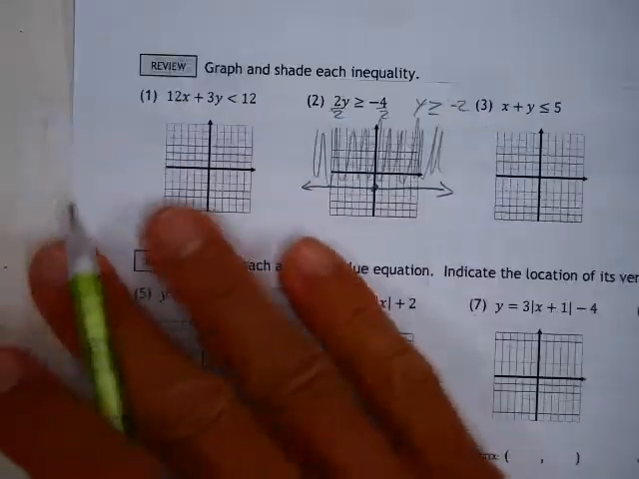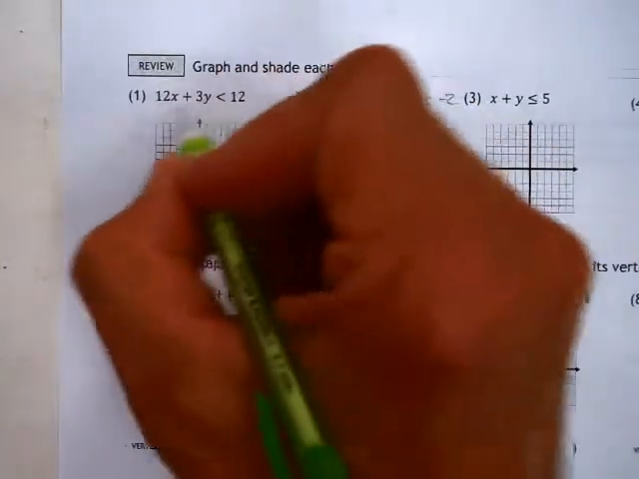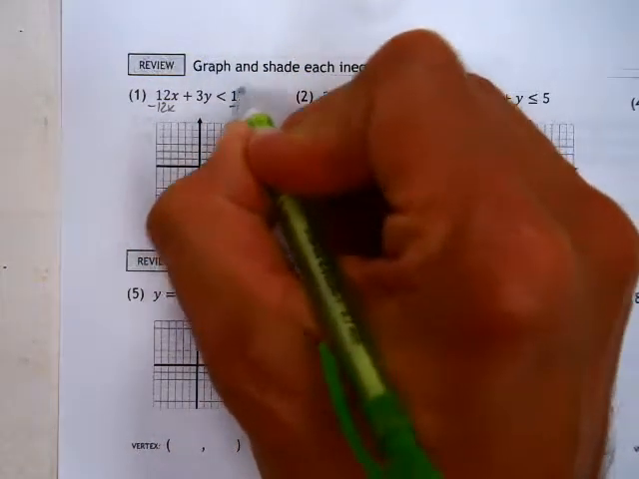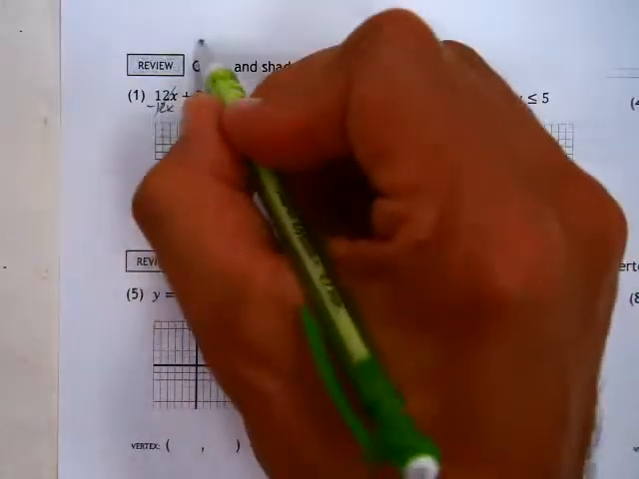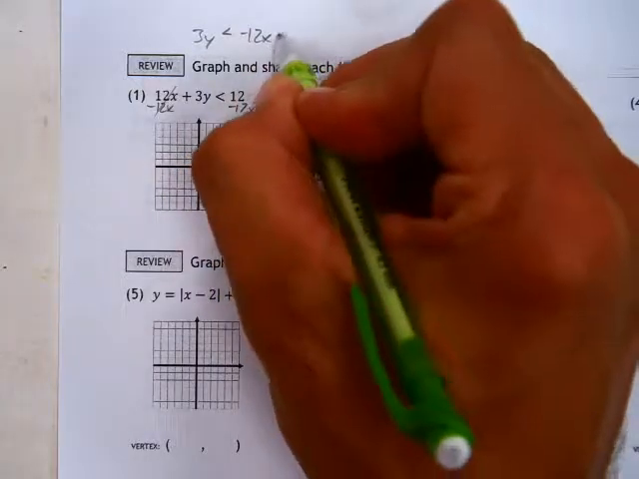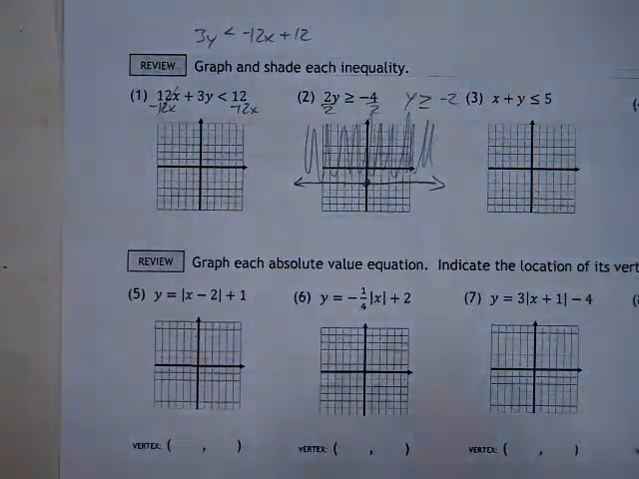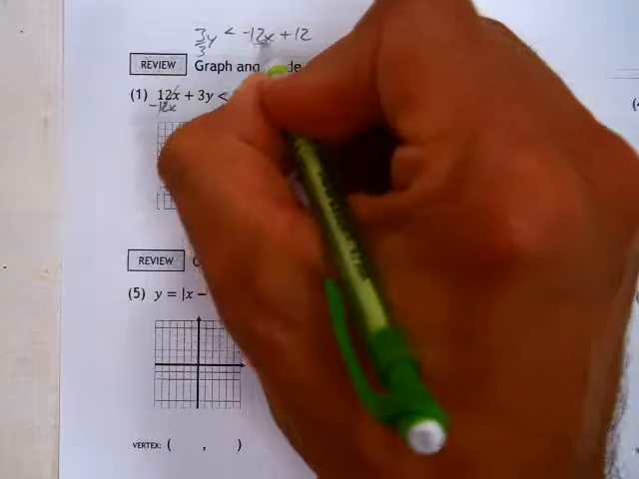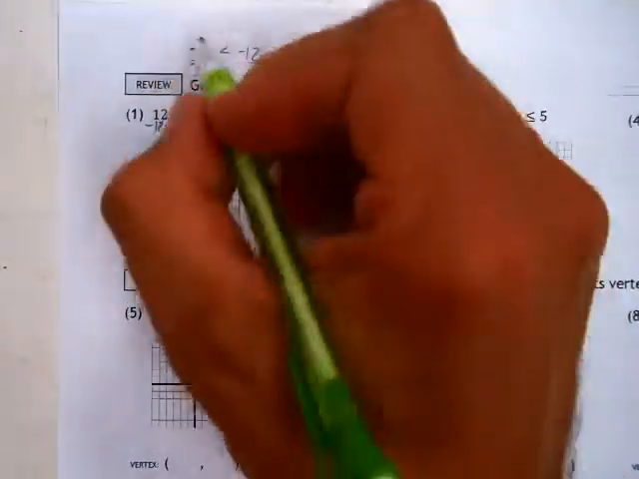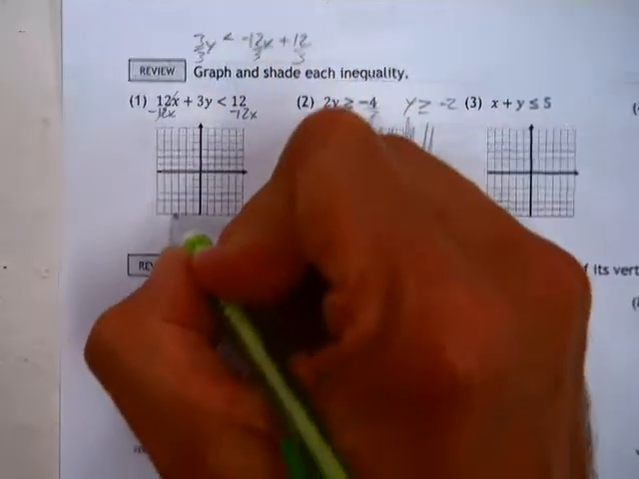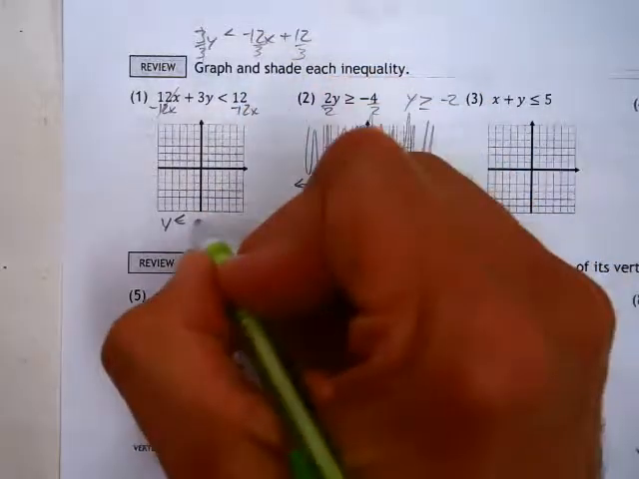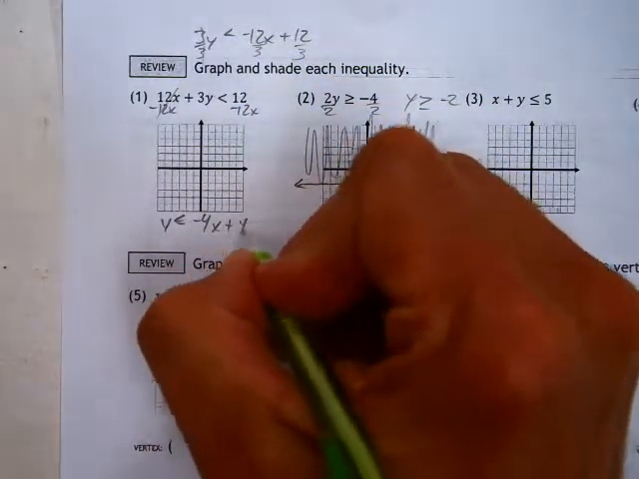Okay? Number one, you've got to do the most work. What I would suggest is subtract that 12x from both sides. You can't combine these here because they're not like terms. So up here I've got 3y is less than negative 12x plus 12. All right? Goal is to get y by itself so you can get it in the form that we're familiar with, y equals mx plus b. Right here, this is going to be, well, y is less than, cancel, negative 4x plus 4.